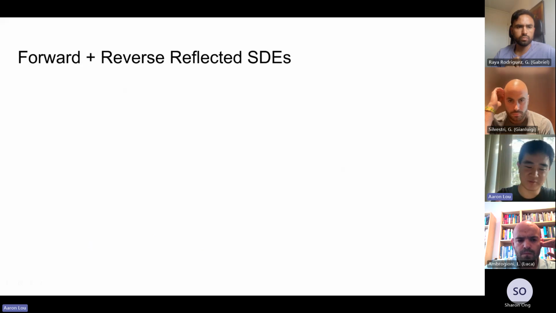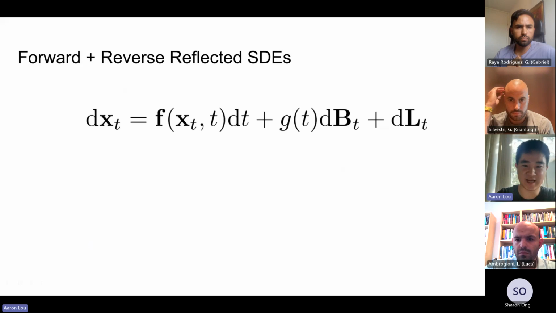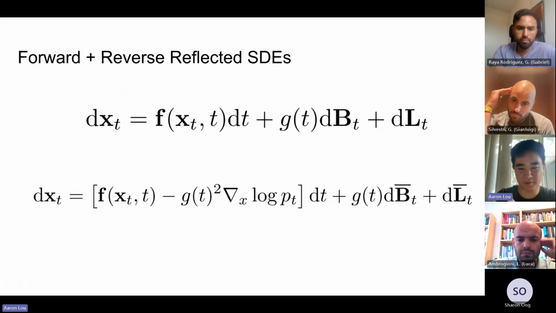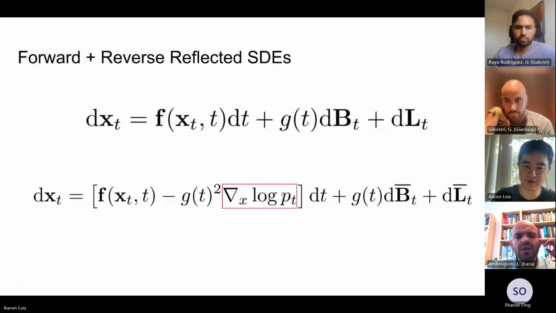And one of the interesting things that we have with this reflected SDE interpretation is that if we take this forward reflected SDE, so this is our standard forward reflected SDE, we have a similar reverse reflected SDE, similar to the same coupling that we have between the forward and reverse regular SDEs.